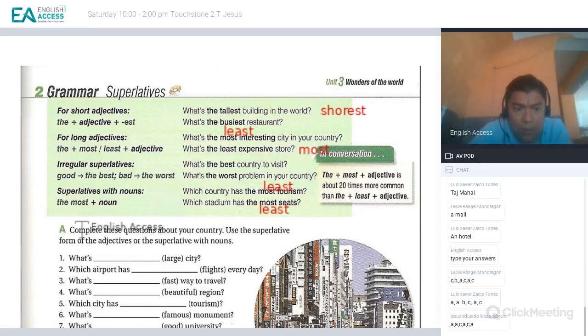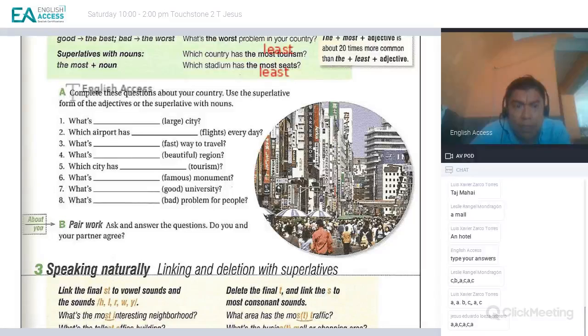Now, let's go to exercise A. Complete these questions about your country. Our country, Mexico. Yes? And we'll use the superlatives. EST, most or least. Complete these questions about your country. Use the superlative form of the adjectives or the superlative with nouns.